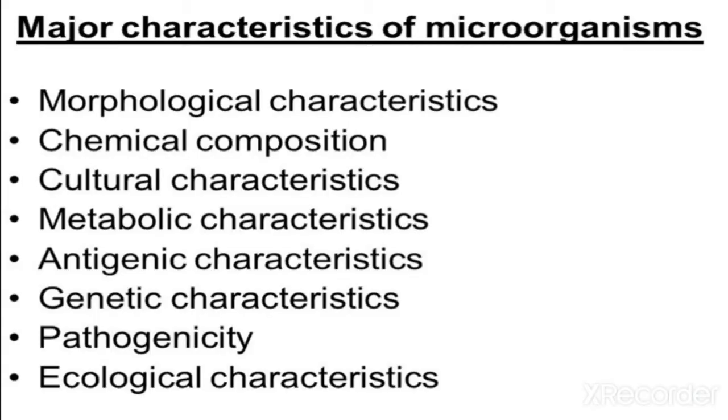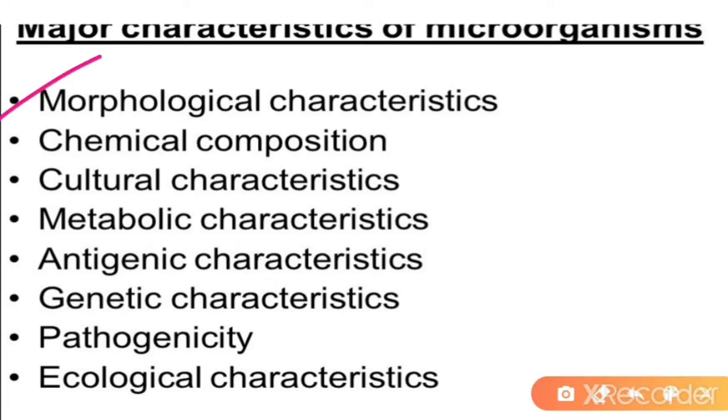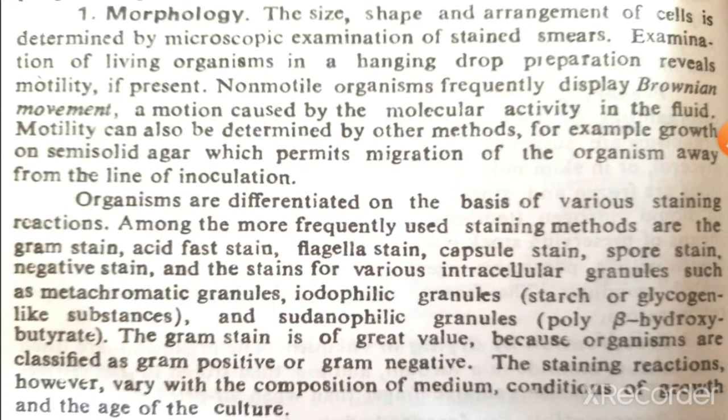Let's start with the introduction. The identification of microorganisms we can do in many ways, and these are some ways. First one, morphological characteristics. On the basis of morphological characterization we can do the identification of unknown bacterial cell. Second, chemical composition, cultural characteristics, metabolic characteristics, antigenic characteristics, genetic characteristics, pathogenicity, and the ecological characteristics. On the basis of all these characteristics, we can do the identification of unknown microorganisms. Let's start with the first, that is morphological characterization.